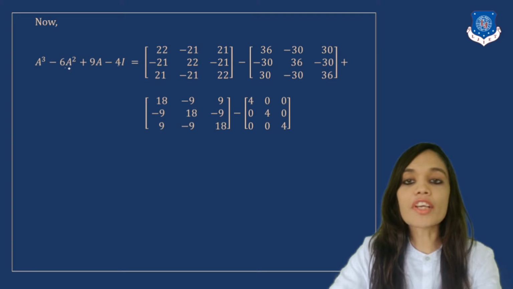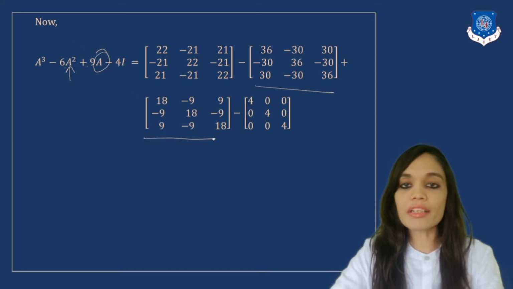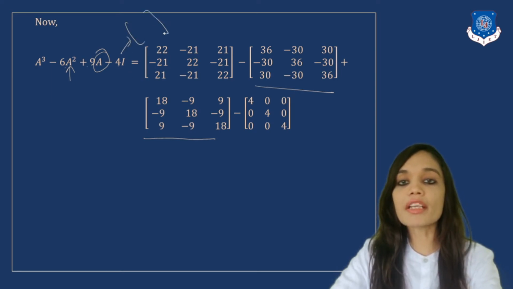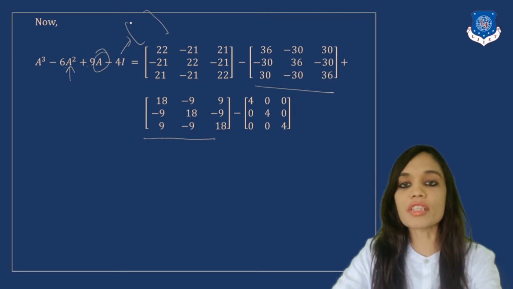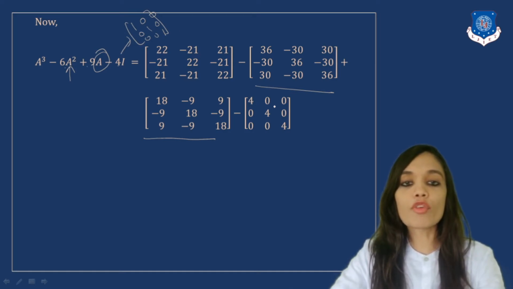Now firstly we have to multiply the matrix A square by 6. So you will get this matrix. Multiply our given matrix A by 9. So you will get this matrix. And lastly, multiply our identity matrix of order 3 cross 3, which is given by 1 0 0, 0 1 0 and 0 0 1. So on multiplying, what you will get is 4 0 0, 0 4 0 and 0 0 4.